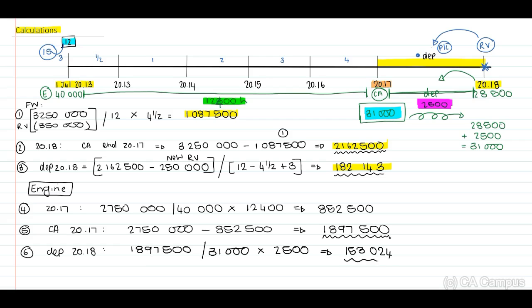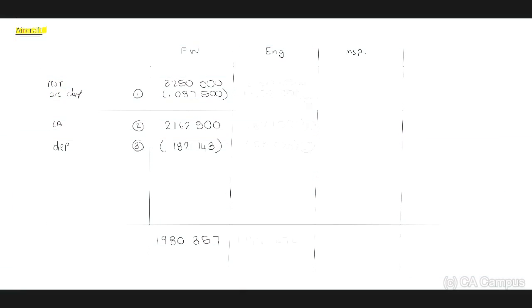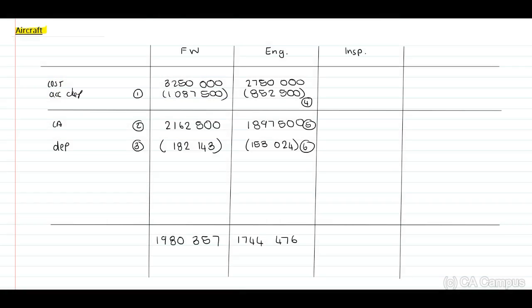Now, guys, we have completed our engine. We need to transfer this to our table. Again, I've transferred this. Pretty self-explanatory, guys. Cost, accumulated depreciation, carrying amount, and our current year's depreciation.